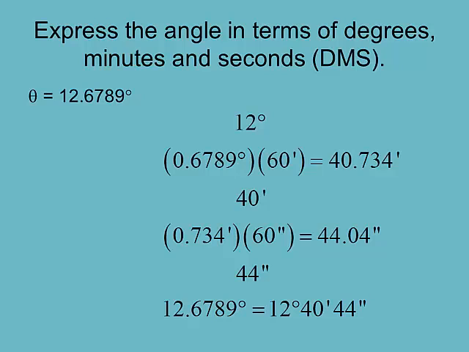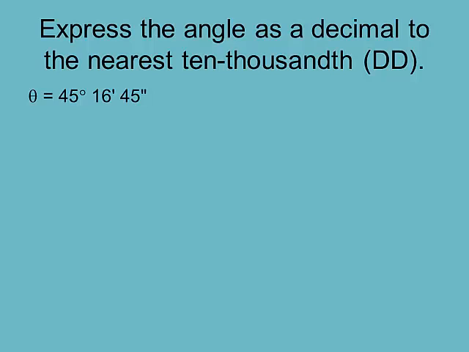So our final answer here is 12 degrees, 40 minutes, 44 seconds. And again, I leave everything in my calculator. Just subtract the whole number off, multiply by 60. Subtract the whole number off, multiply by 60. You can knock it out in no time. So now let's go the other direction.